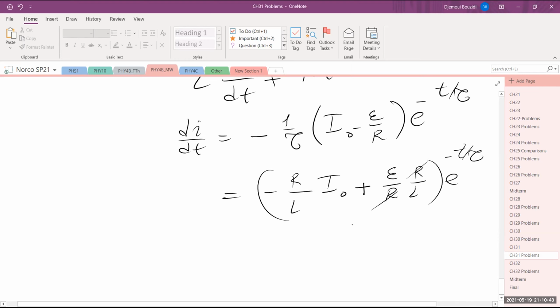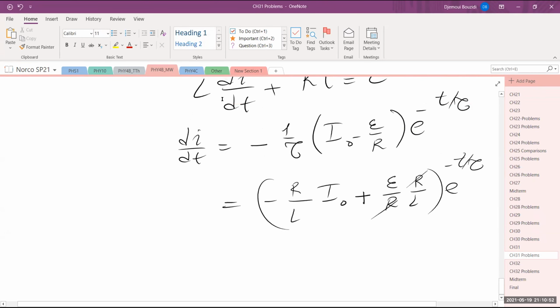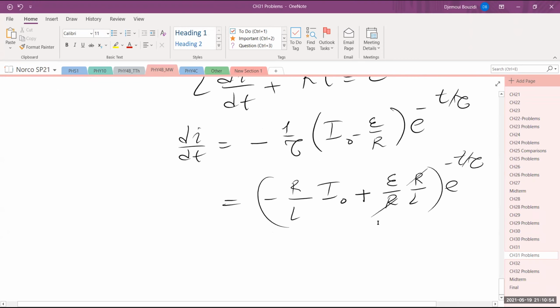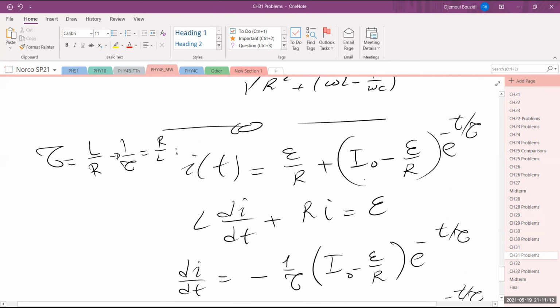Well, here the R and the R cancel, and that is the only term that is left from this whole thing. Now I have to multiply this entire expression by L. When I multiply by L, you can clearly see the L in the denominator cancels. So L di/dt becomes equal to negative R I naught plus the only thing left in here, epsilon, and the whole thing is exponential of negative t over tau. So this is the first term here.